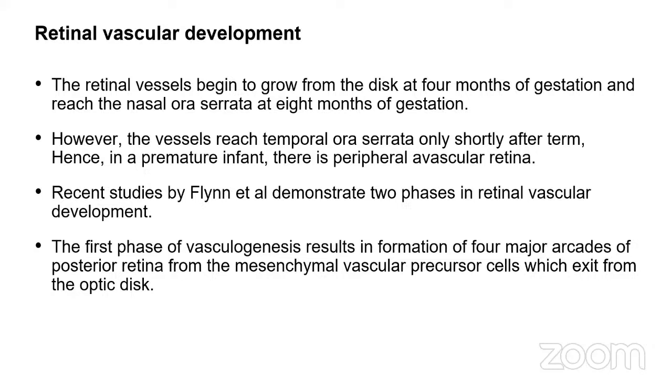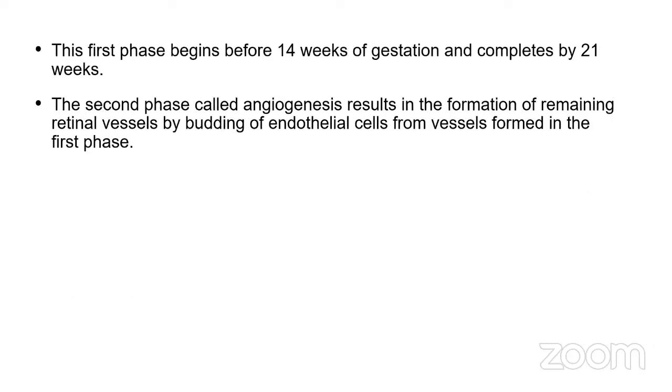Recent studies by Flynn et al. demonstrate two phases in retinal vascular development. The first phase is vasculogenesis, which results in formation of the four major arcades of the posterior retina from mesenchymal vascular precursor cells. This first phase begins before 14 weeks of gestation and completes by 21 weeks. The second phase is called angiogenesis, which results in the formation of the remaining vessels by budding of endothelial cells from vessels formed in the first phase.